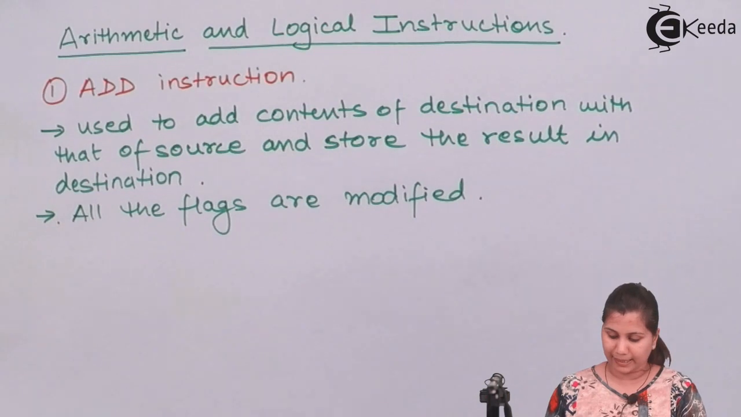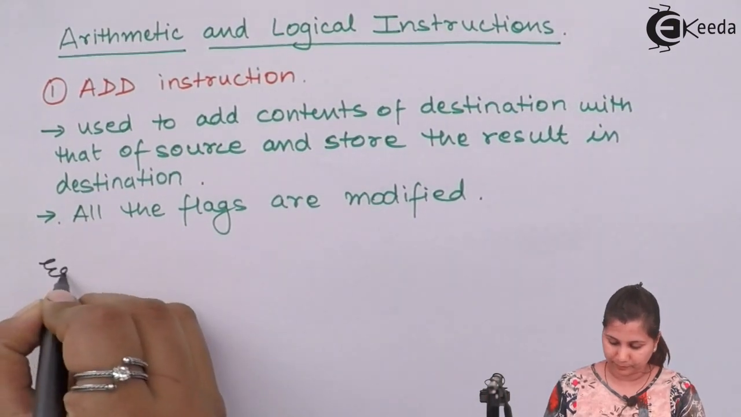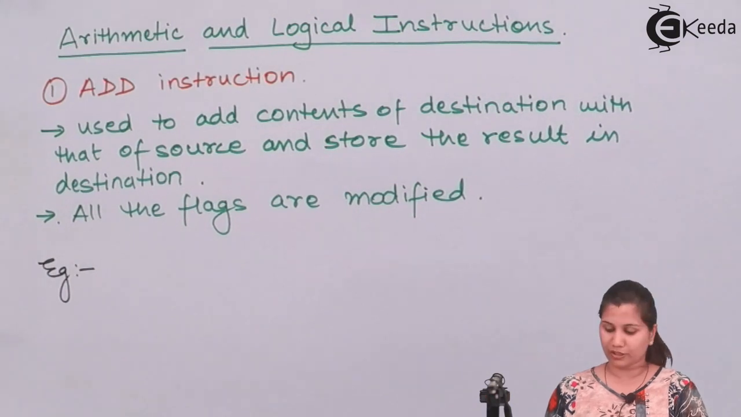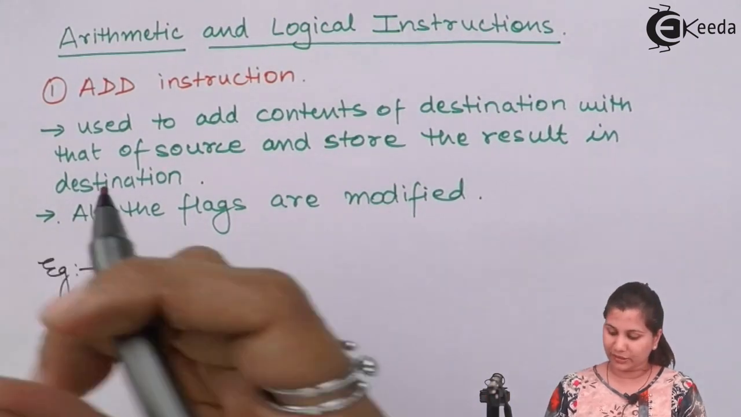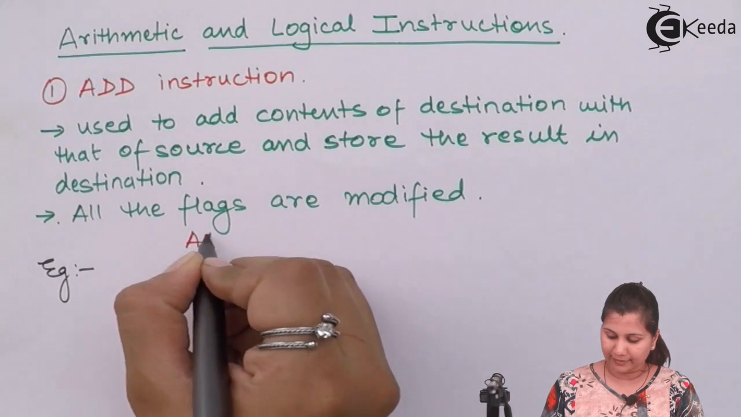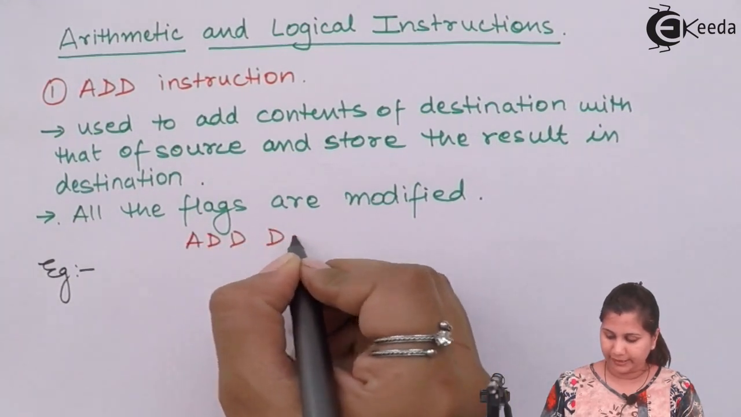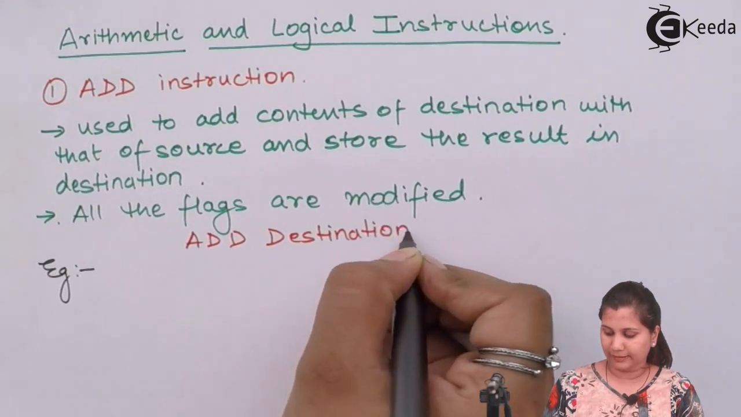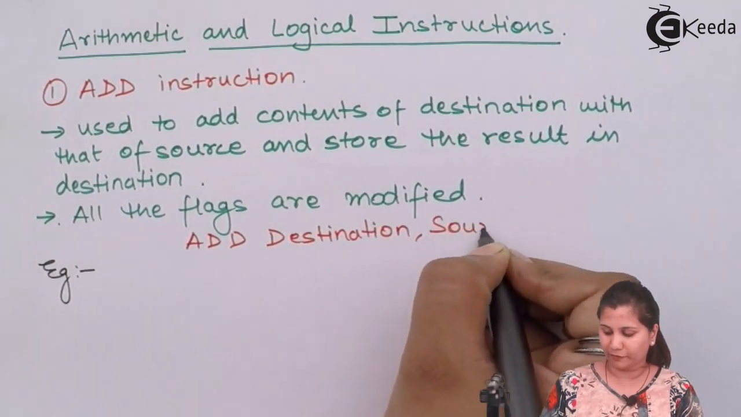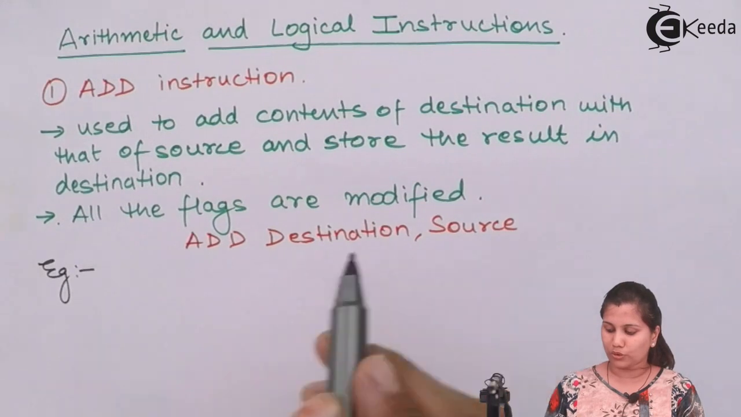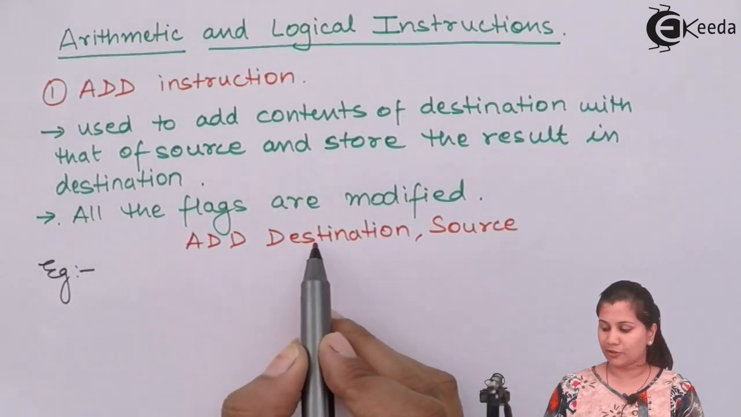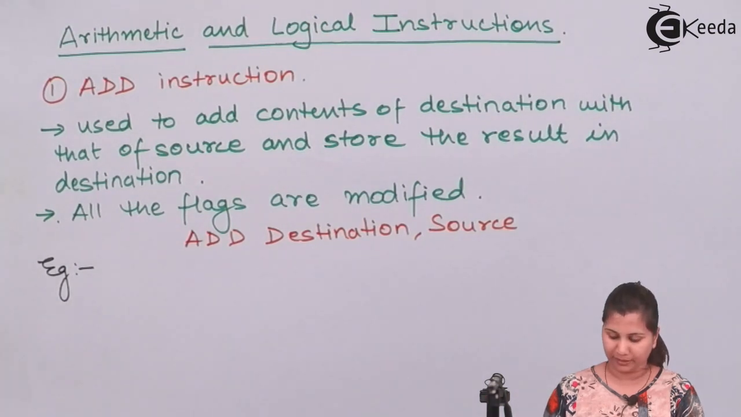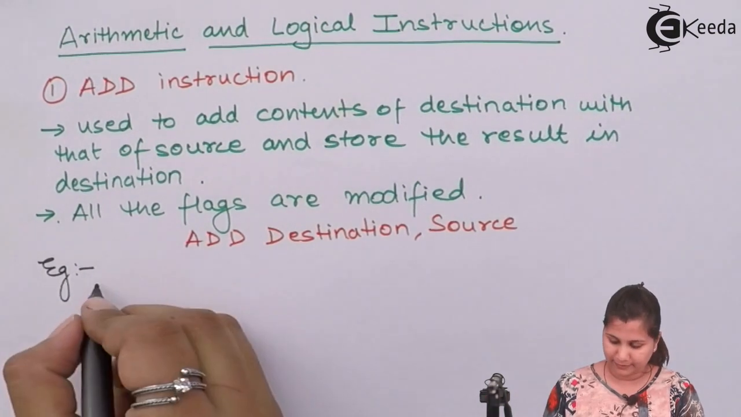Let us take an example. If we talk about the general format of this instruction, then generally it is written as add, then destination is written, and then source is specified. So source is added with the destination and the result is stored in the destination itself. Let's take examples.